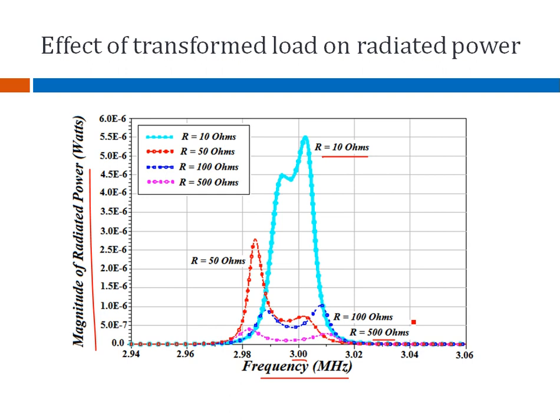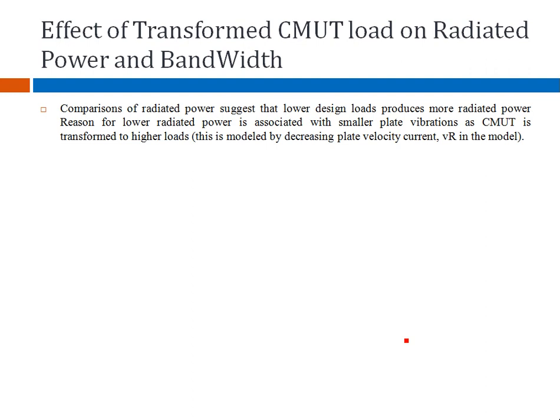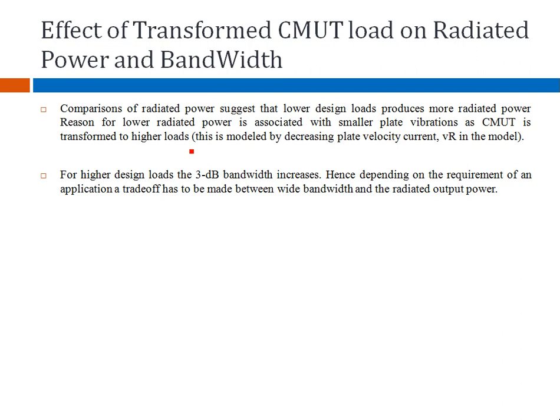So high transform loads are favored, such that they tend to increase the operational bandwidth of the CMUT, but at the same time they reduce the output power. If you compare the radiated power, it suggests that the lower design load produces more radiated power. The reason for lower radiated power is associated with the smaller plate vibrations. As the CMUT is transformed to a higher load, this is modeled by decreasing plate velocity current in the model. And for higher design loads, the 3 dB bandwidth increases. Hence, depending on the requirement of an application, a trade-off has to be made between a wider bandwidth and a radiated output power.